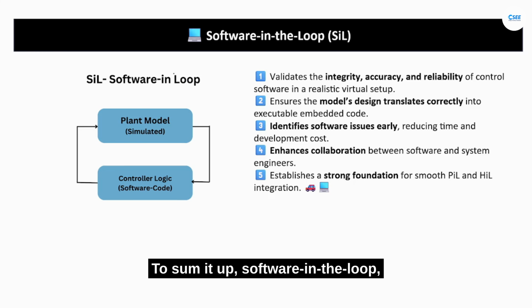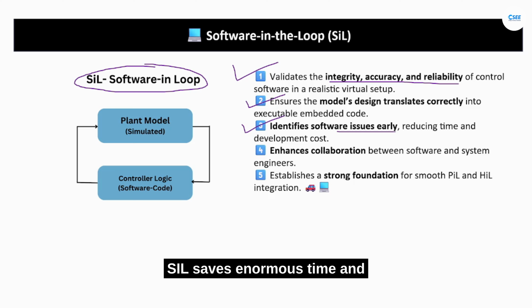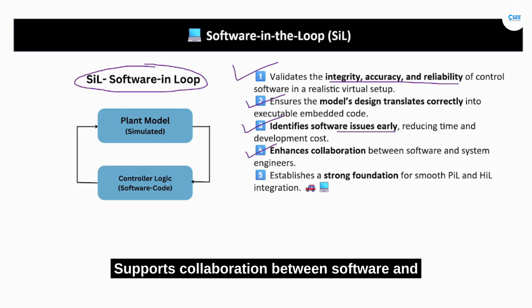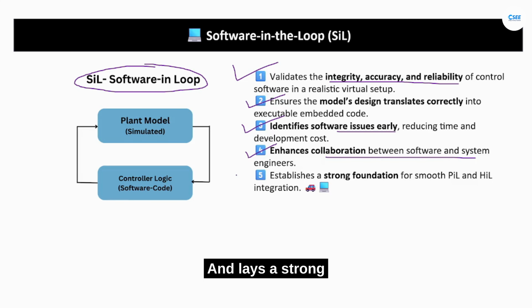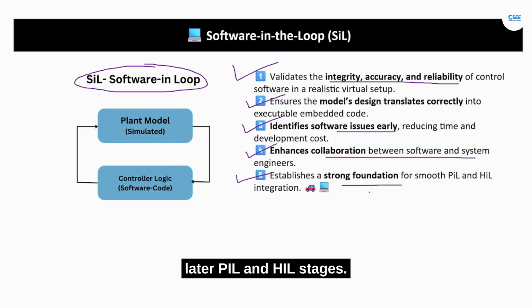To sum it up, software in the loop testing is all about validating the integrity, accuracy, and reliability of control software in a virtual yet highly realistic environment. It ensures that what you designed as a model truly translates into software that can run effectively on embedded hardware later. By catching implementation issues early, SiL saves enormous time and cost, supports collaboration between software and system engineers, and lays a strong foundation for successful integration in the later PiL and HiL stages.